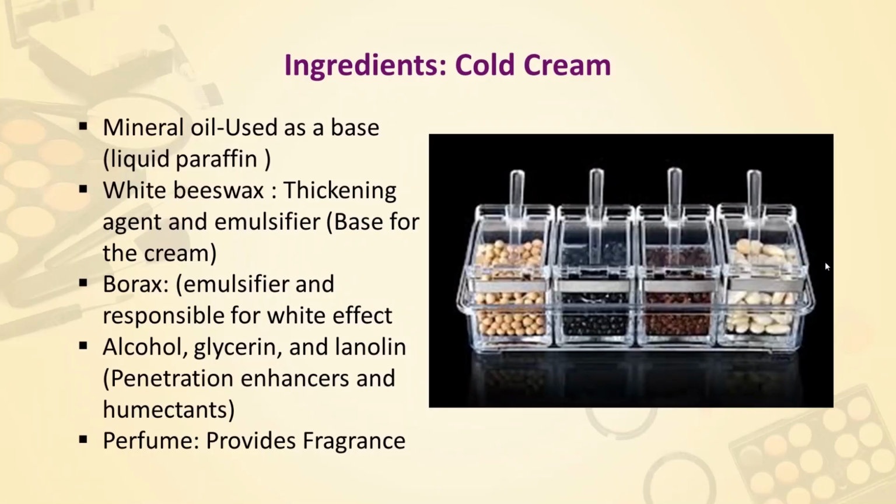What are the ingredients to be used in cold cream? Broadly we can say mineral oil, liquid paraffin, white beeswax, which is used as a thickening agent and as an emulsifier, borax used as an emulsifier, which is responsible for the whiteness of cold cream, alcohol, glycerine which is used as a humectant, lanolin, and the perfumes which provide the fragrance to the cold cream. These are the ingredients which are used in the formulation of cold cream.